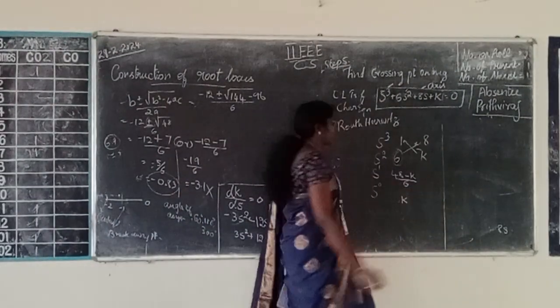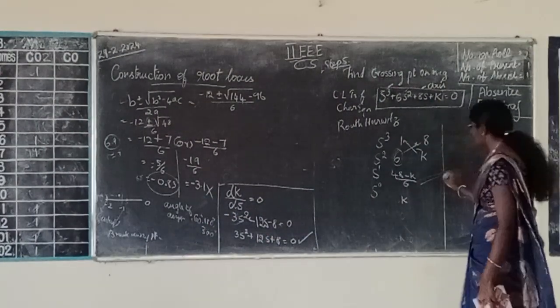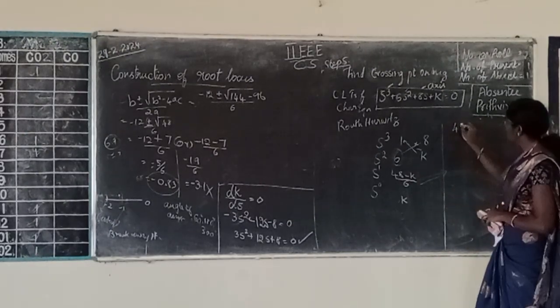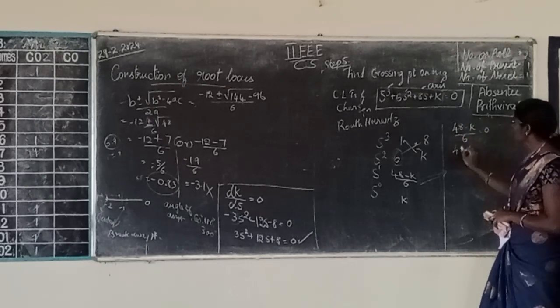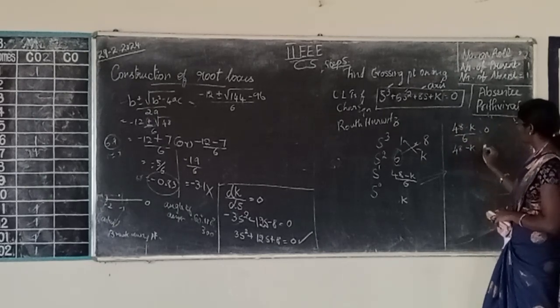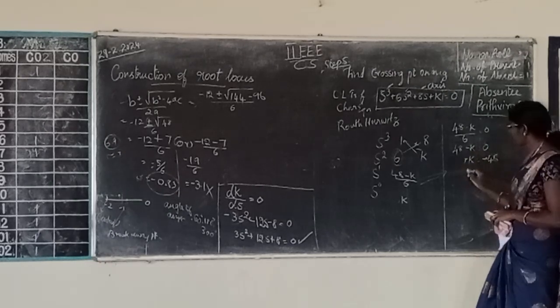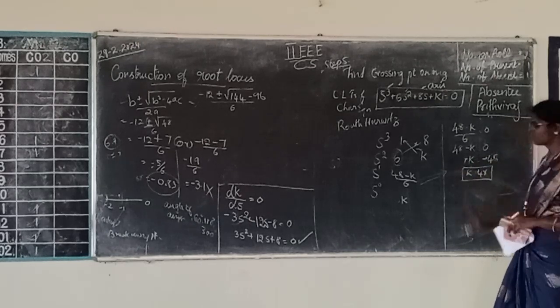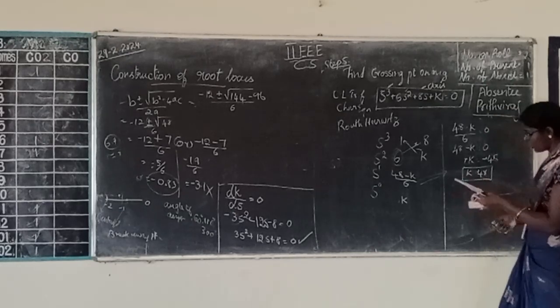Now we have to equate everything to 0. First, we equate this to 0 and find the value of K. 48 minus 6K is equal to 0. So minus K is equal to minus 48. Minus cancels, K equal to 48.